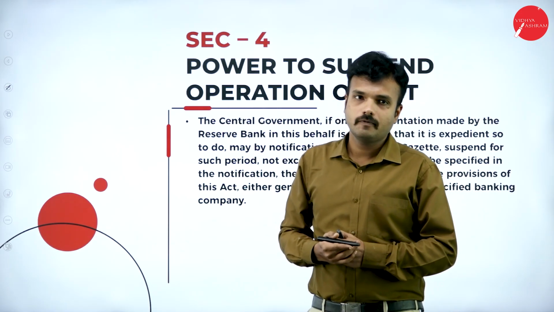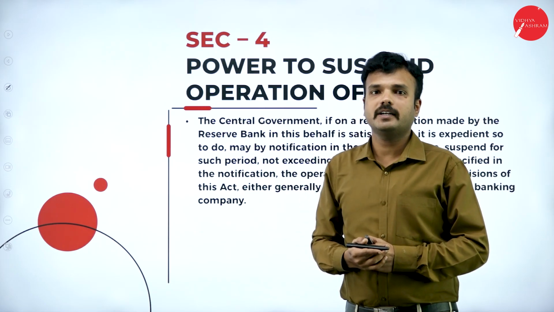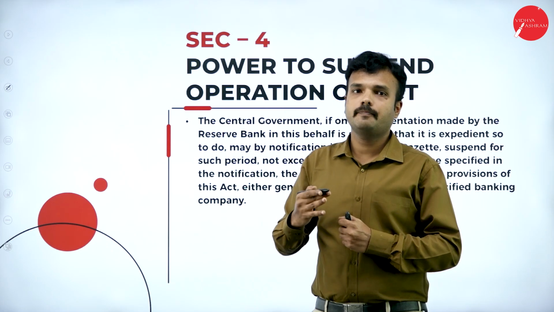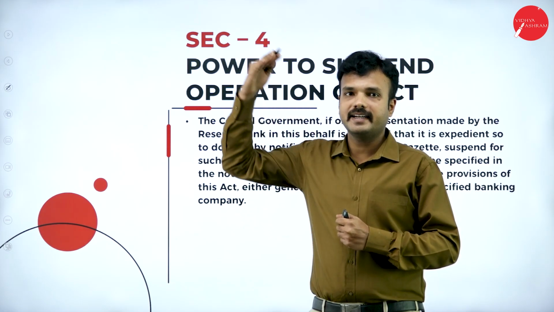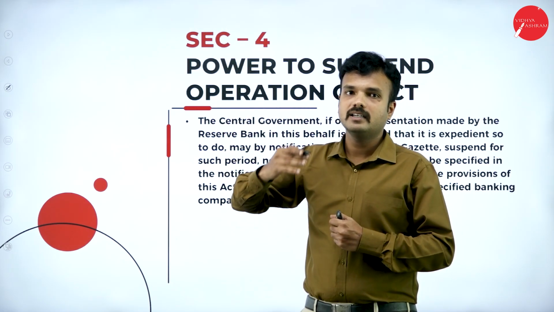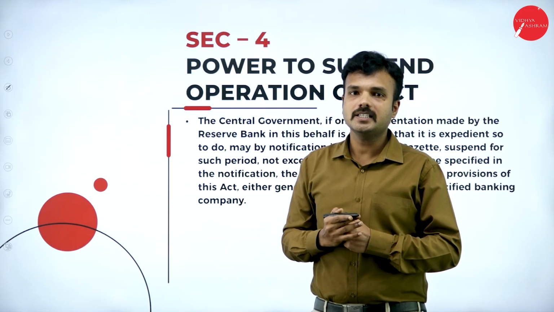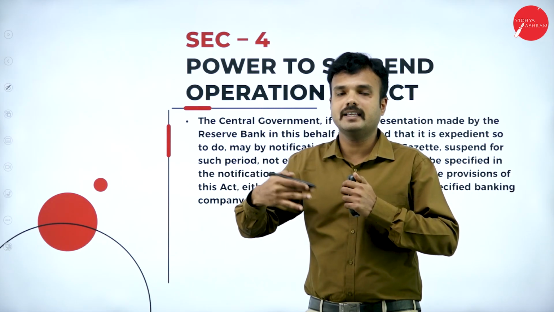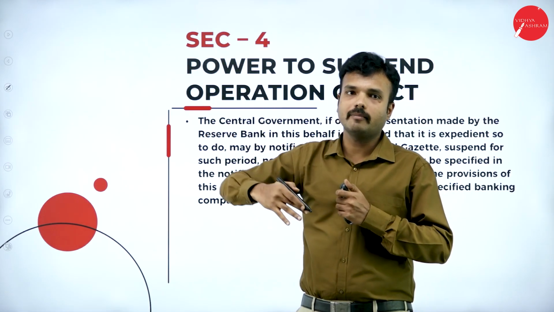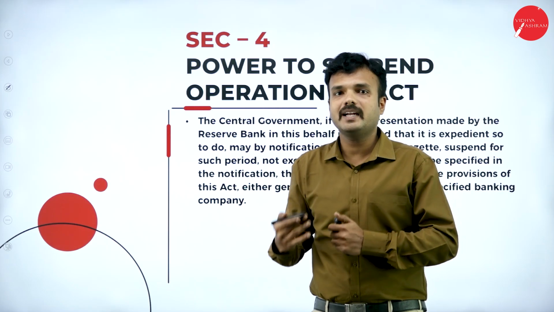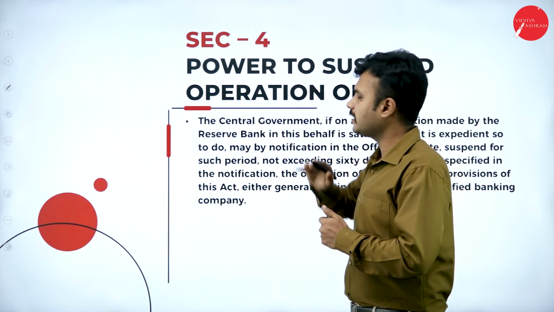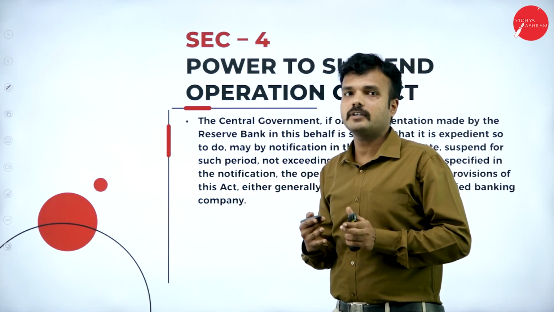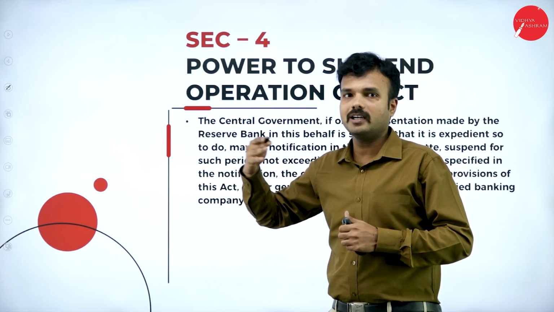Section 4, power to suspend operations of Act. According to Section 4 of the Banking Regulation Act 1949, the Reserve Bank of India has complete authority to suspend operations on a gazette that is sent by the central government to the Reserve Bank of India. Means if there is any official gazette sent by the central government, regarding rules and regulations or any message conveyed, the Reserve Bank of India has the complete authority to suspend the operation. Suspending the operations means within a specified period of time; it cannot be suspended for a long duration, right?